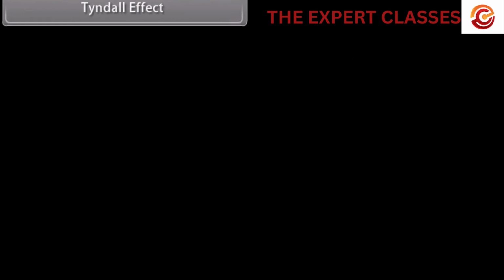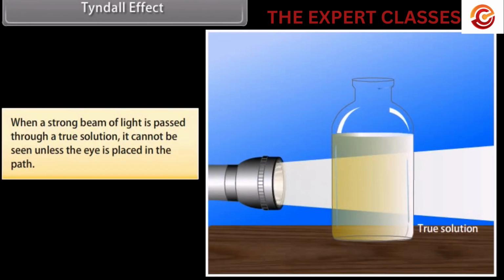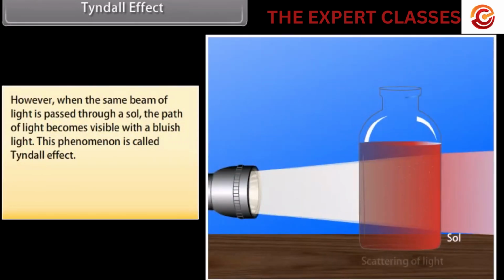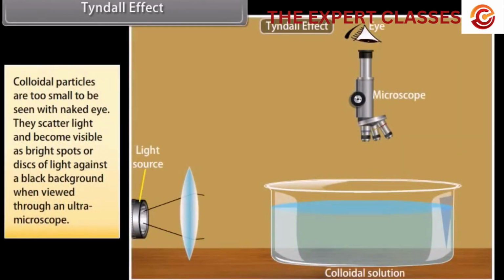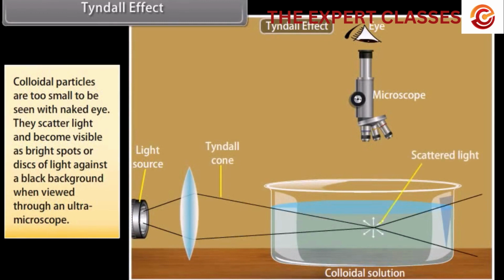Tyndall effect. When a strong beam of light is passed through a true solution, it cannot be seen unless the eye is placed in the path. However, when the same beam of light is passed through a sol, the path of light becomes visible with a bluish light. This phenomenon is called Tyndall effect. This phenomenon is due to scattering of light from the surface of colloidal particles. Colloidal particles are too small to be seen with naked eye. They scatter light and become visible as bright spots or disks of light against a black background when viewed through an ultramicroscope.